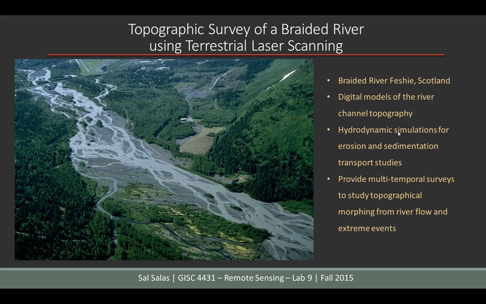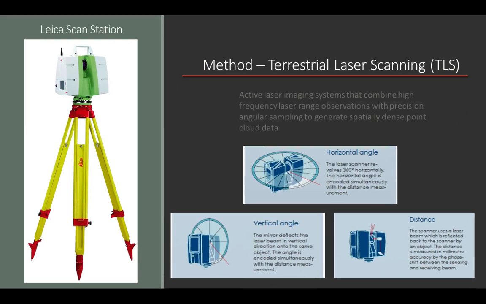And they also were looking for a survey platform that would allow for multi-temporal surveys to study any kind of topographical morphing caused by river flow or extreme natural events. So the method, like I said, was terrestrial laser scanning, or TLS. This is an active remote sensing platform that produces its own energy in the form of a laser that gets reflected back to the sensor to record the measurements.